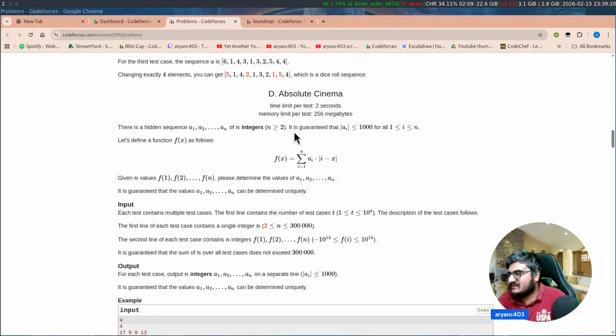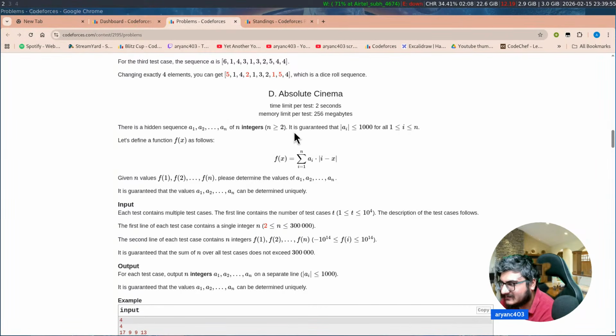It says absolute cinema. There is a hidden sequence a1 to an of n integers. It's guaranteed that every element is less than 1000. Let's define function f of x as the sum of all ai multiplied by the difference of i minus x, some weird sequence. We are given values of f1 to n. Please determine values of a1 to an. It's guaranteed that values of a1 to an can be uniquely determined.